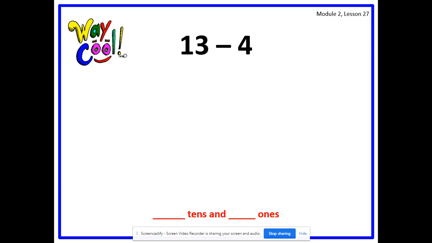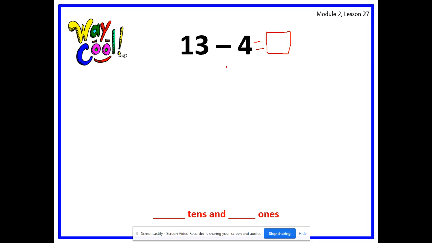Solve this problem on your own. Press pause so that you can work it out. Remember to draw your pictures or use the take from 10 strategy to solve your problem. Write your answer. When you have your answer, go ahead and write your solution like down here. How many 10s and how many 1s? Press play when ready.